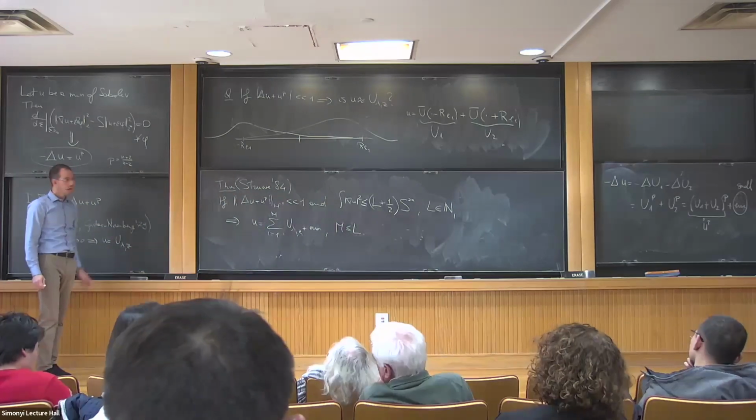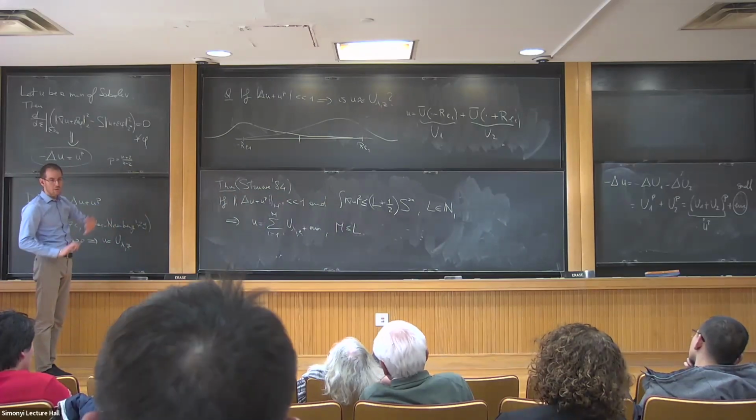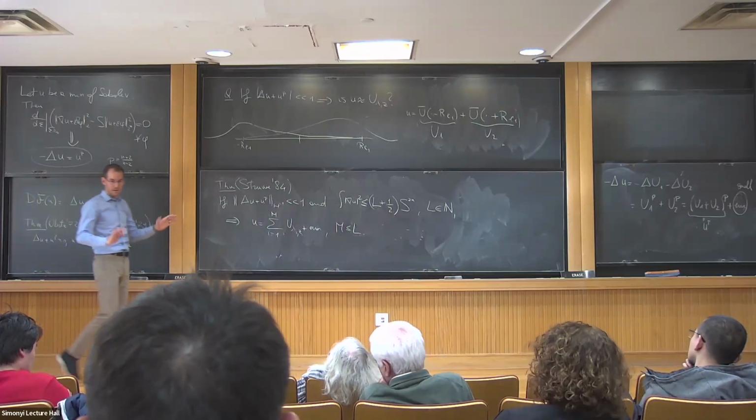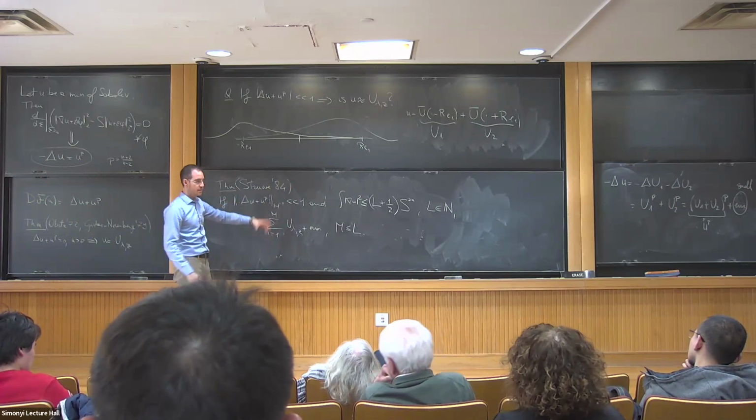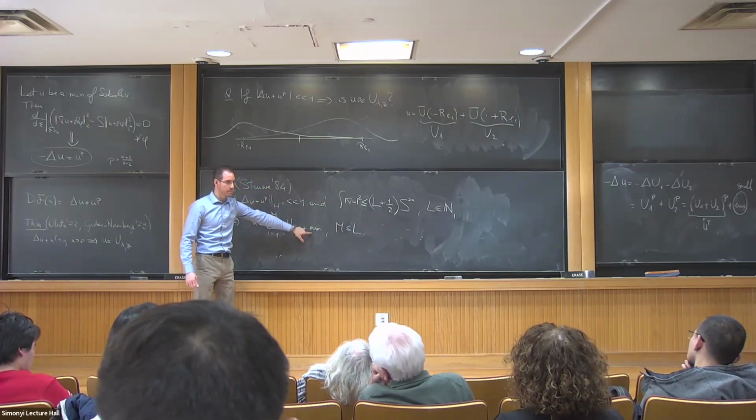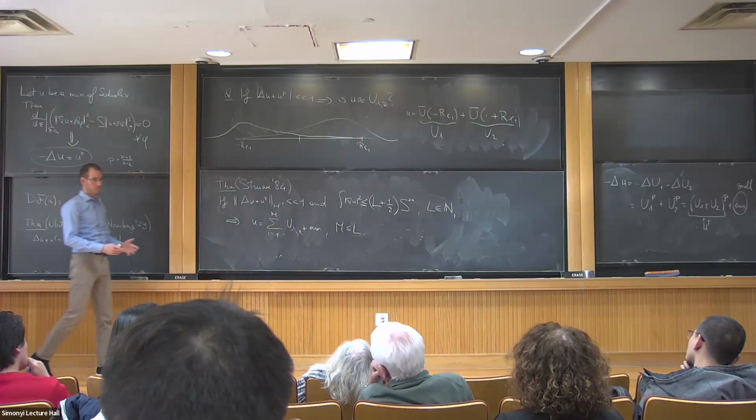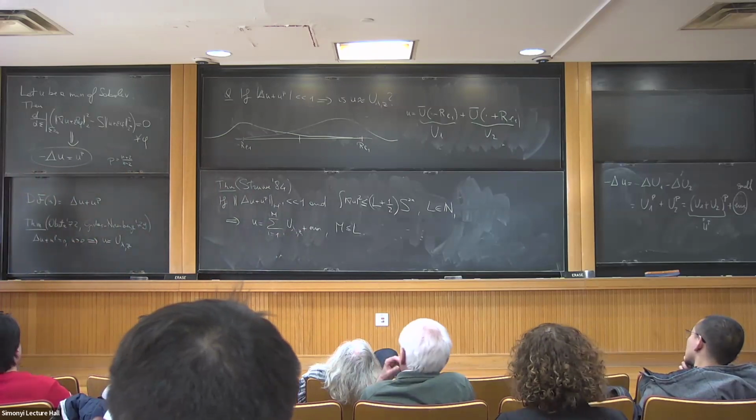So the theorem of Struwe is totally qualitative. It's an epsilon-delta argument: for every epsilon, there is a delta such that if this is less than delta, this will be less than epsilon. So it's compactness.